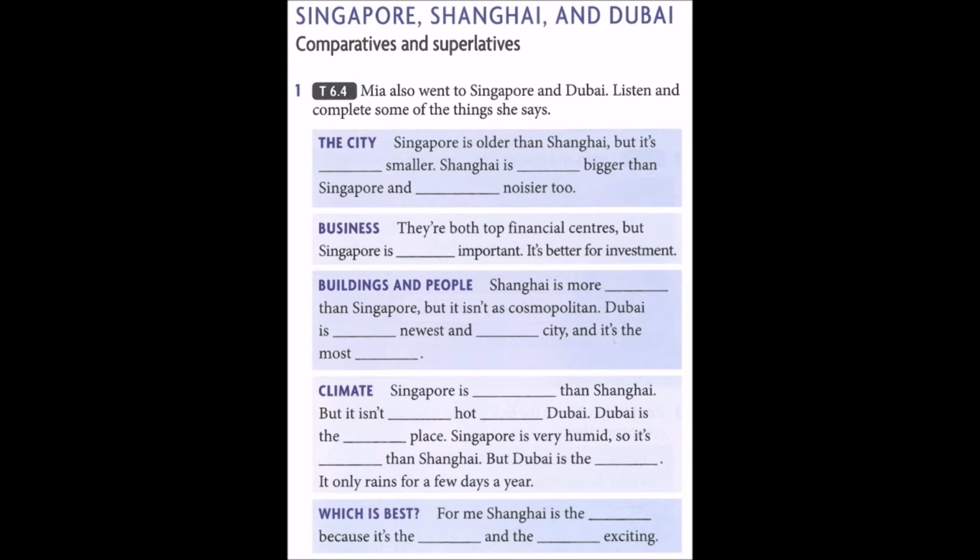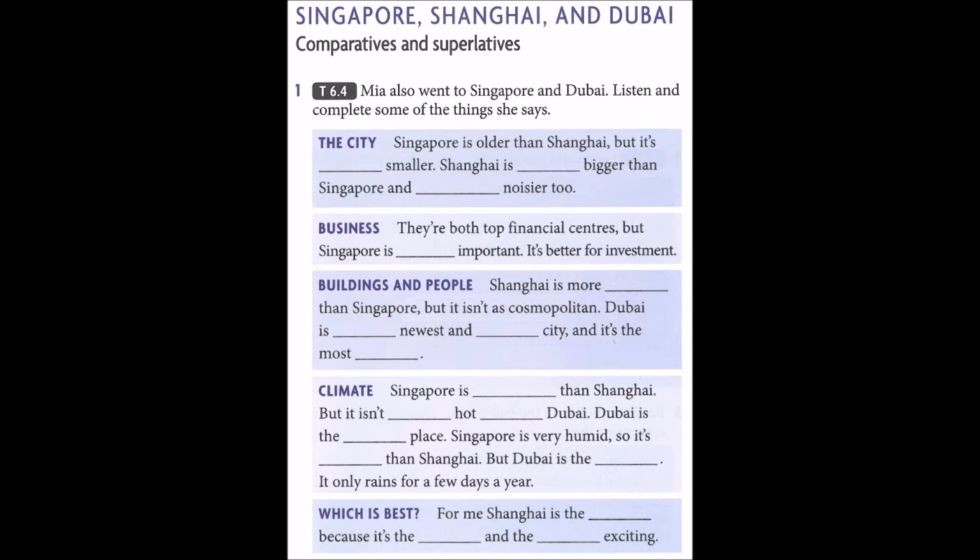Tape script 6.4. Singapore, Shanghai and Dubai. What did you think of Singapore? What's it like? Well, Singapore is very old. It's older than Shanghai, but it's a lot smaller. Shanghai has a population of 20 million, and it's enormous. Shanghai is much bigger than Singapore, and it's much noisier too. Oh, okay. What about business? What's it like to do business in these places? Well, they're both top financial centres, but Singapore is more important. It's better for investment.